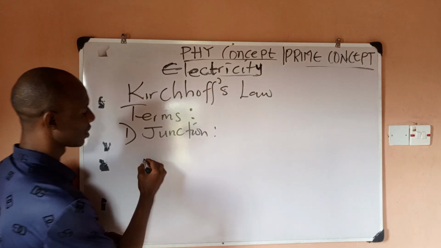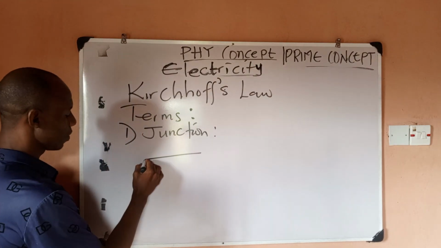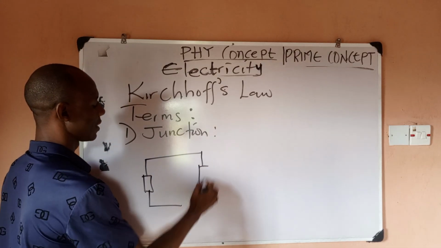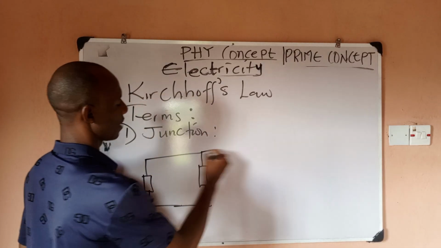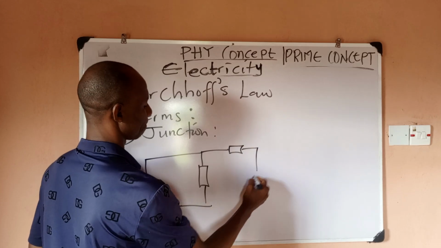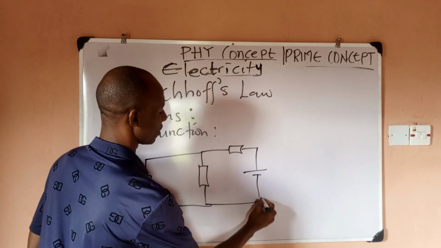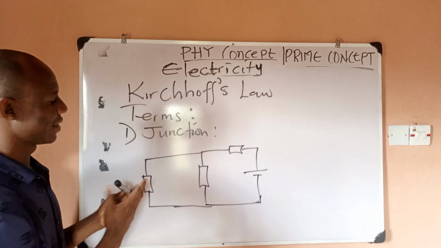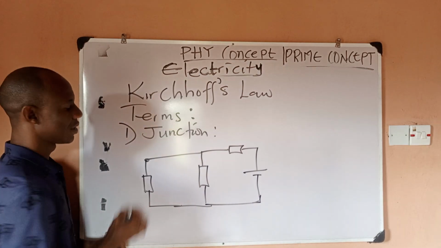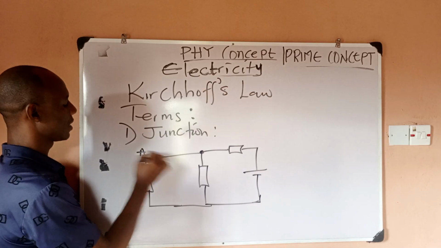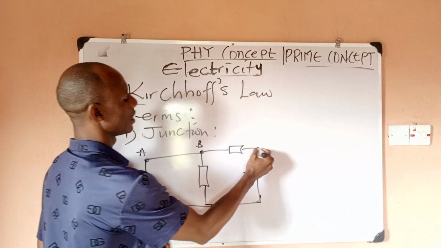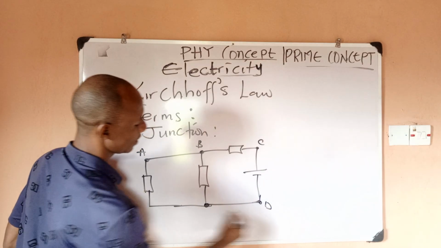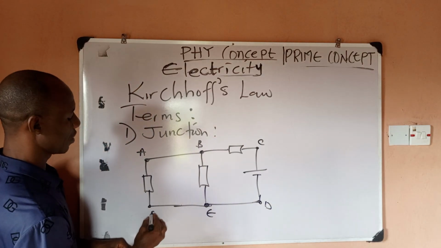Say we have a circuit like this. Now, you notice we have so many points in this circuit. This is one point. This is another point. So let's call this A. This is another point B. This is another point C, and so on. This is point D. This is point E, and this is point F.